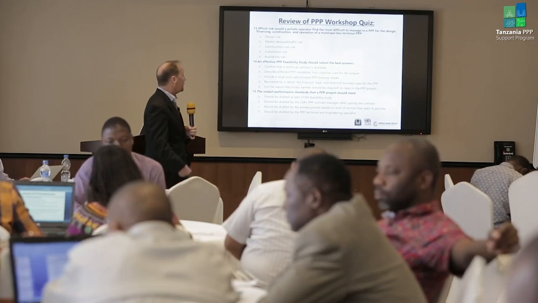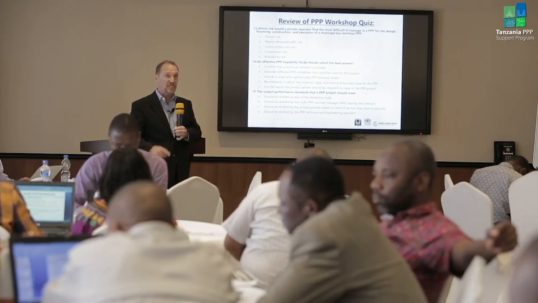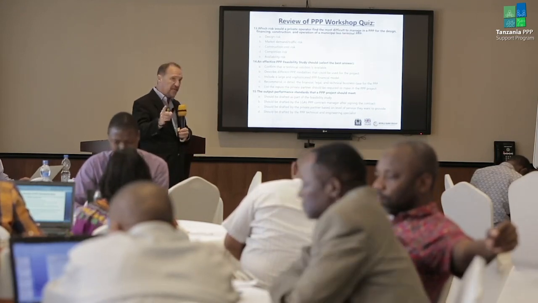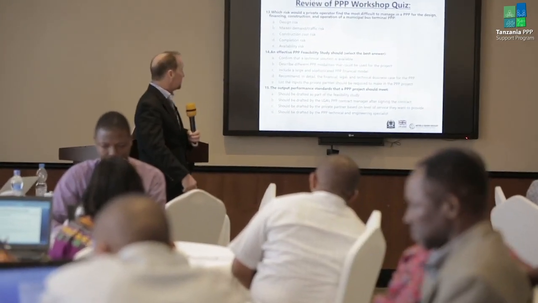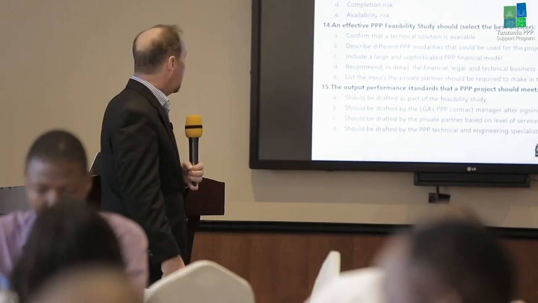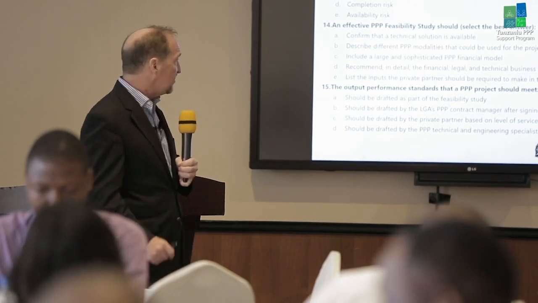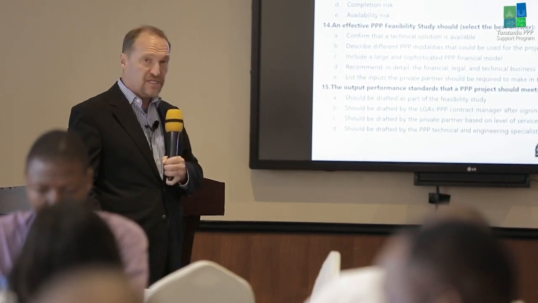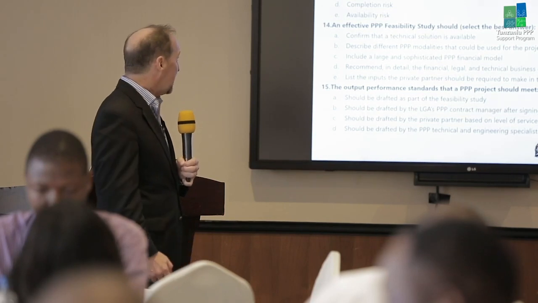Okay, good. An effective PPP feasibility study should select the best answer. A, confirm that a technical solution is available. B, describe the different PPP modalities that could be used for the project. C, include a large and sophisticated PPP financial model. D, recommend in detail the financial, legal, and technical business case for the PPP. Or E, list the inputs that the private partner should be required to make in the PPP project.